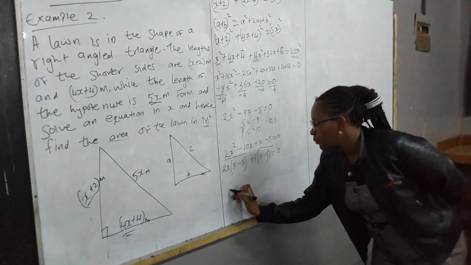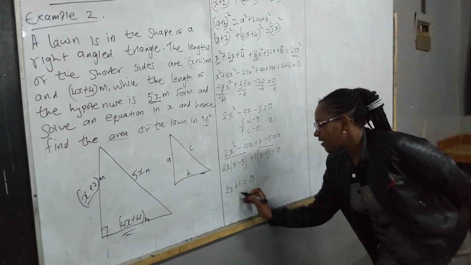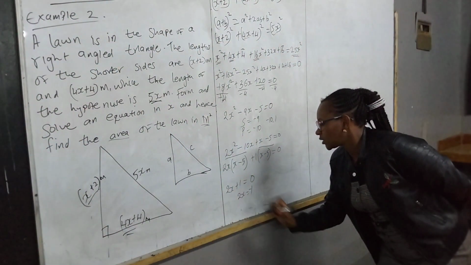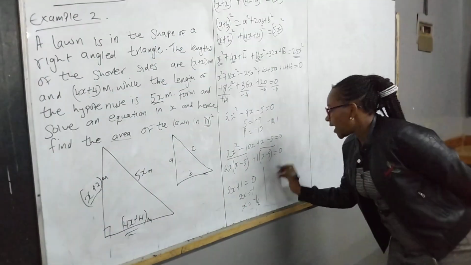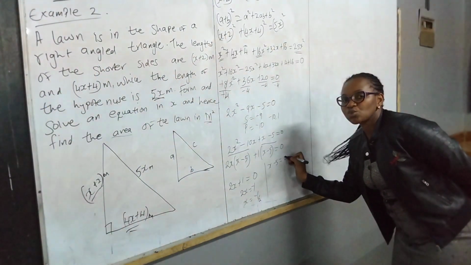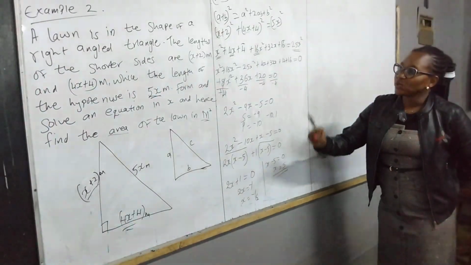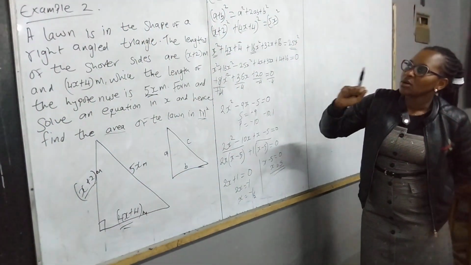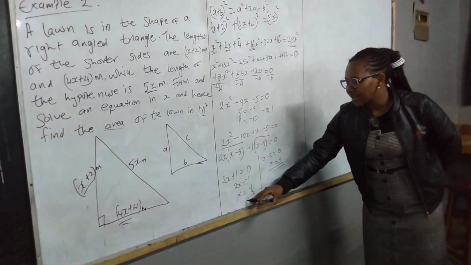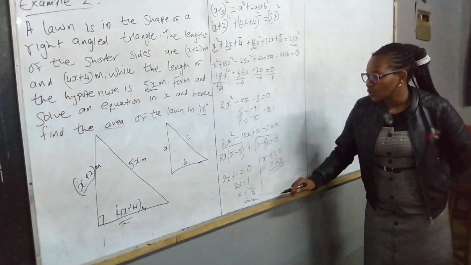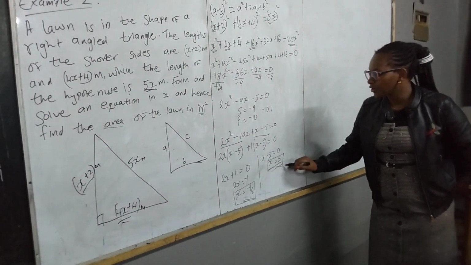So from here now, we put 2x plus 1 together, equating to 0. So we'll be having 2x is equals to negative 1, and our value of x is going to be negative half. On the other hand, we have x minus 5 is equals to 0. That means our value of x is equals to 5. Now, since we are talking about the length of a lawn in the shape of a triangle, we cannot have the length which is negative. So we are going to ignore negative half, and we are going to work with our value of x as 5.